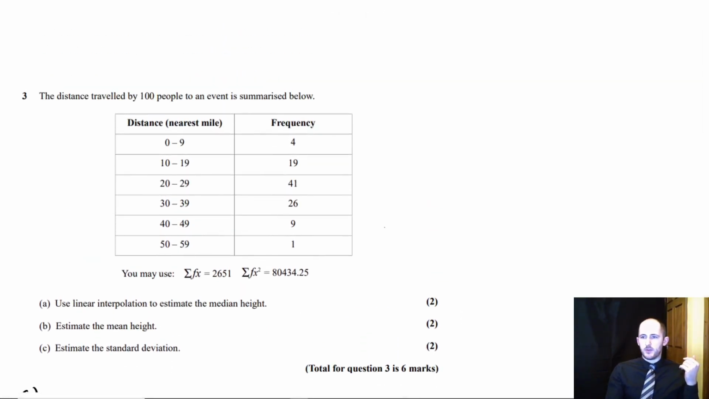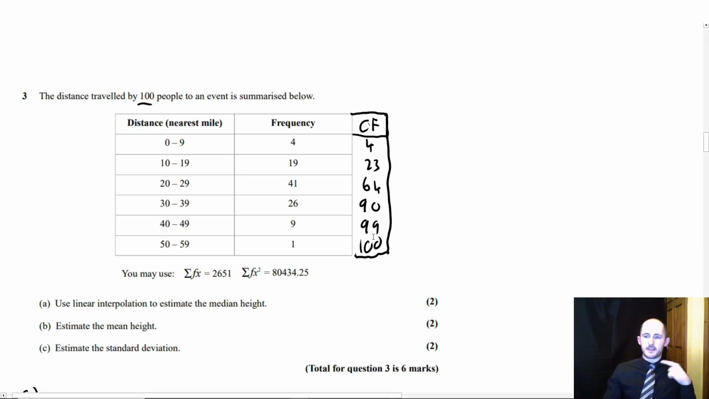We want a cumulative frequency column. So we have 4, 23, 64, 90, 99, 100, which again matches the 100 people here, so we know we're correct. It's important to check that because there are people that have actually made mistakes in this, myself included. If you make a mistake, that's fine, if you can spot it. So make sure you check if they've given you the actual total. If they have, then you're in luck. You can just quickly double check it and you'll be fine.